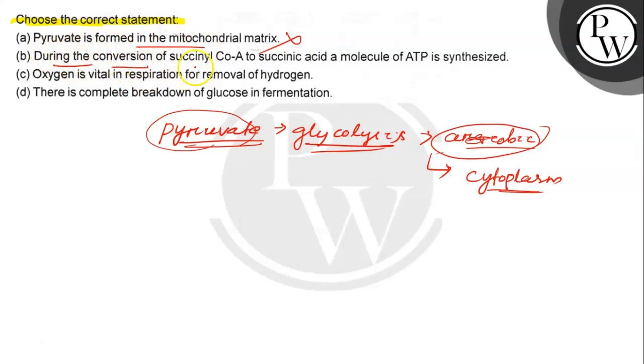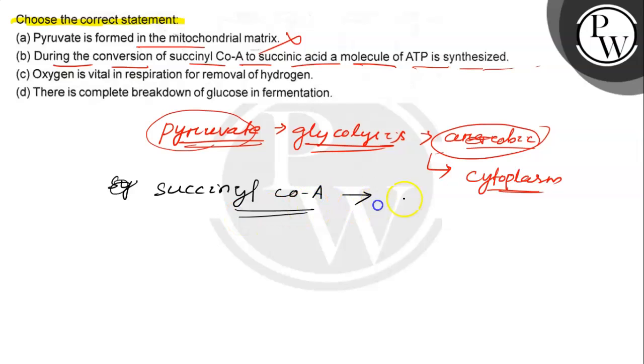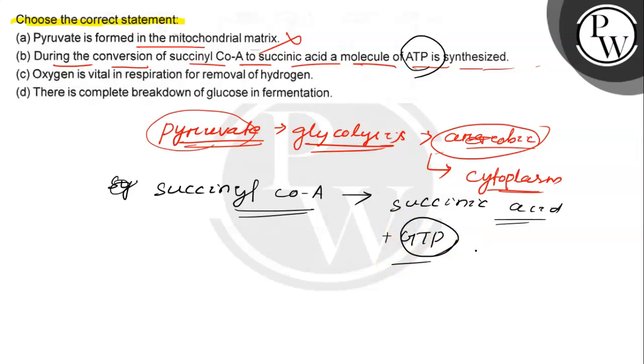Then the second one is given that during the conversion of succinyl coenzyme A to succinic acid, a molecule of ATP is synthesized. As we know, during the conversion of succinyl coenzyme A to succinic acid, a molecule of GTP, guanosine triphosphate, is synthesized, not ATP. So this one is wrong here.